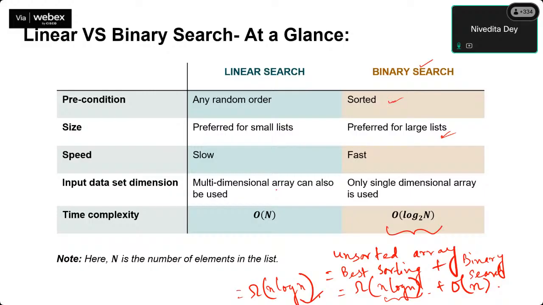Input data set dimension: a multi-dimensional array can also be used with linear search because it can be equivalently translated into a single dimension, right? A 2D array can be converted to a 1D array, and that is how the index works, either the row-major or the column-major way. Binary search can only be useful for a single dimensional array. Time complexity is order of n for linear search, and here the time complexity is order of log n. Till this part, my classical things end.